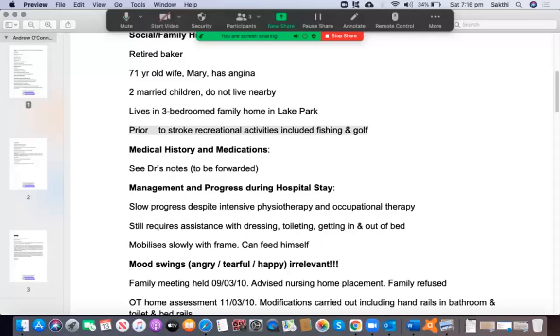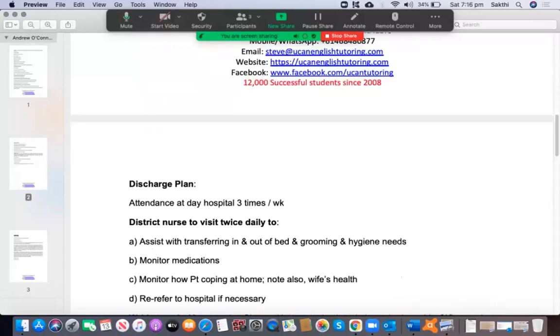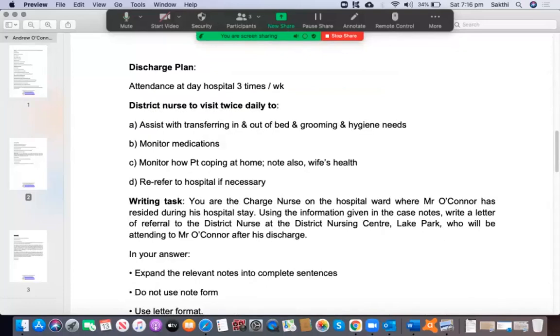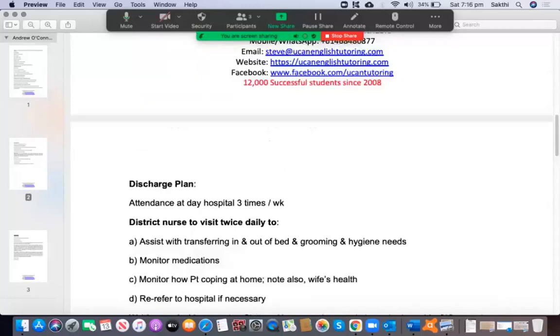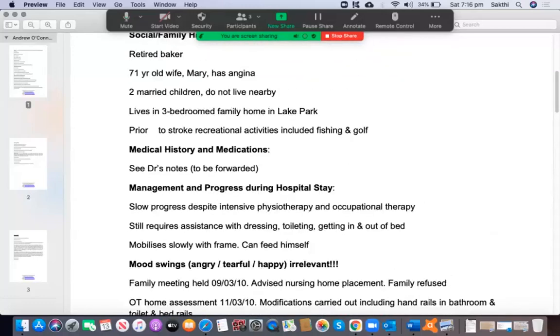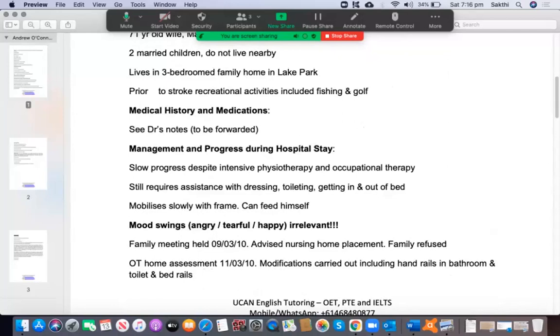Prior to stroke. So you are writing a letter to the social worker, is that the social worker? Sorry, district nurse. Okay, all right. That's fine. Then it's okay. That's not needed, actually. Medical history is see doctor's notes to be forwarded. Okay, medical history and medications. All right, management and progress during hospital stay. Slow progress despite intensive physiotherapy and occupational therapy. She still requires assistance at the dressing, toileting, getting in and out of bed. Excuse me, sir. Yes. If we are writing a letter to a social worker, we have to include all this planned information. All the social information, yes.